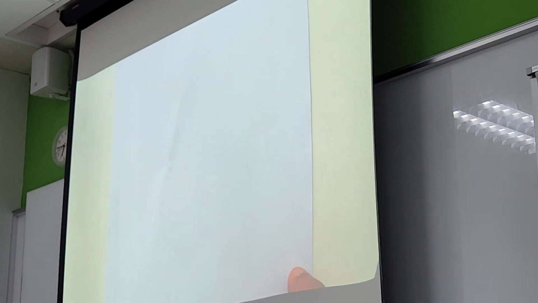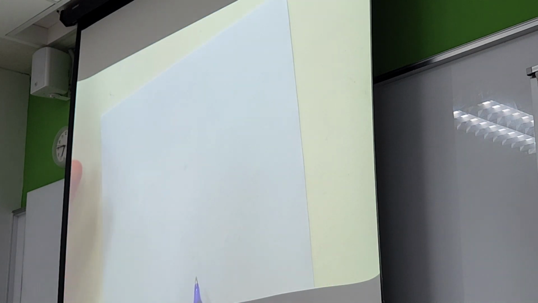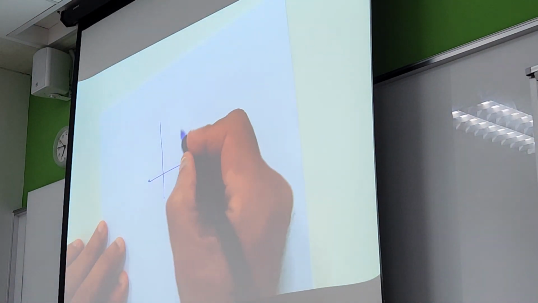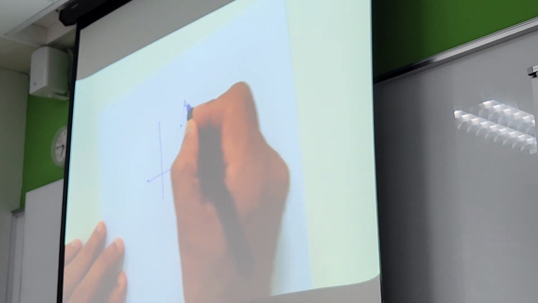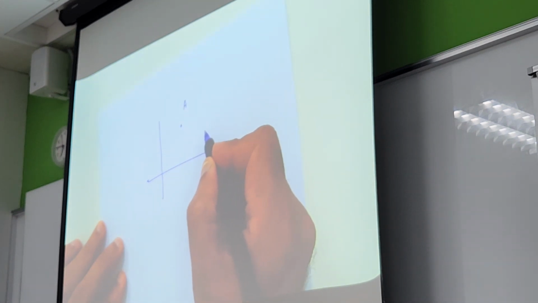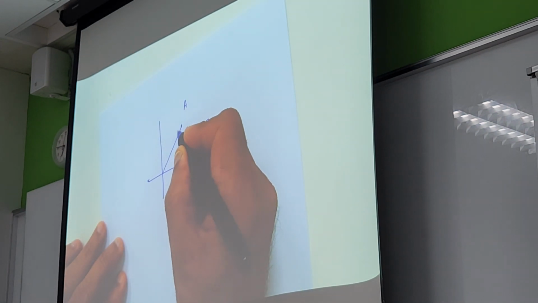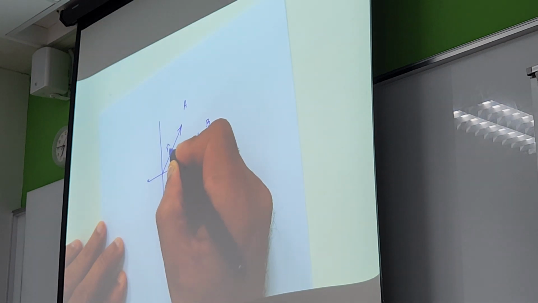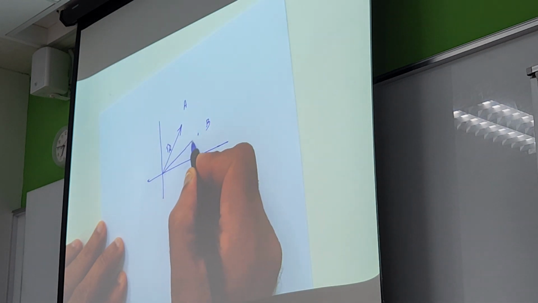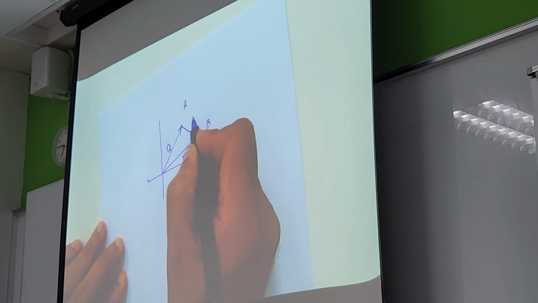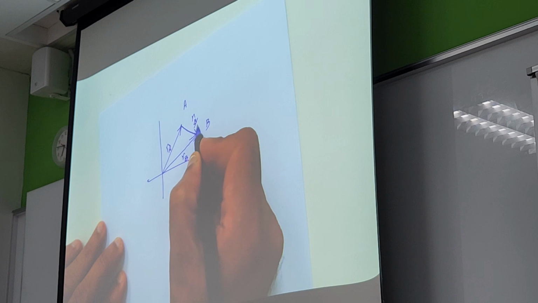Alright. Next I move on to the simple 4-bar linkage mechanism. So this was done. Consider the point A, and let us say point B. This is the position of point A, and this is the position of point B. Now we draw the position of point B from A.